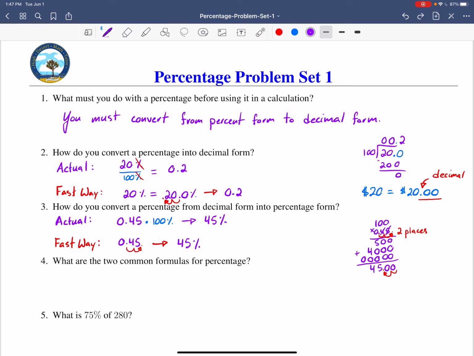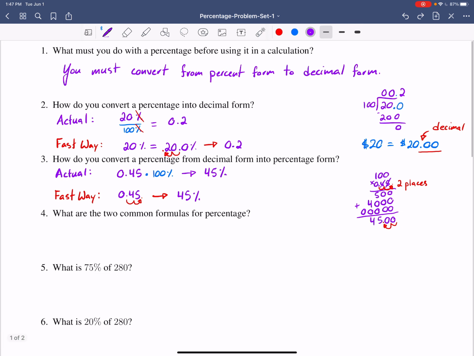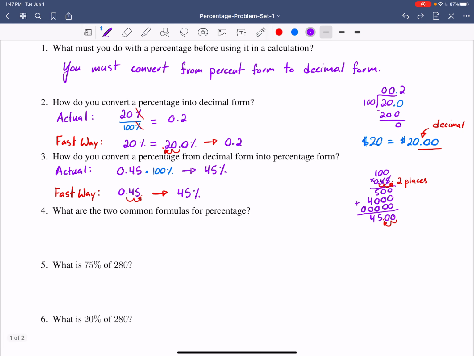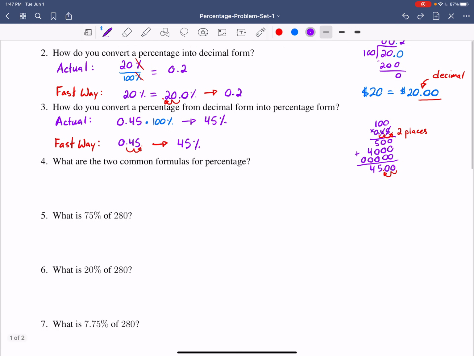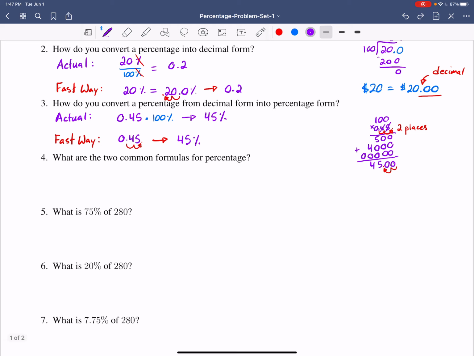Now, this next bit of information is extremely important because you really cannot work on a percentage problem unless you know the formulas or the relationships that percentages involve. So, for percentages, 2 common formulas. These formulas are exactly the same. The only difference is the wording that will maybe fit better with certain problems.